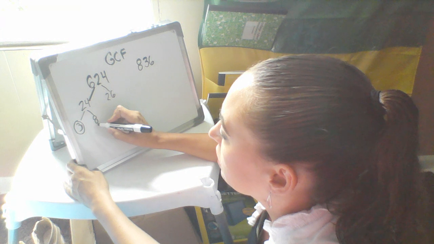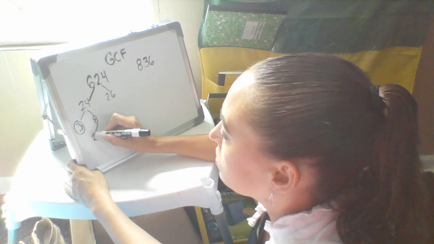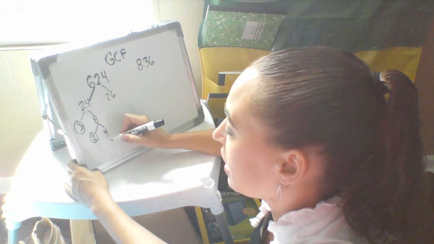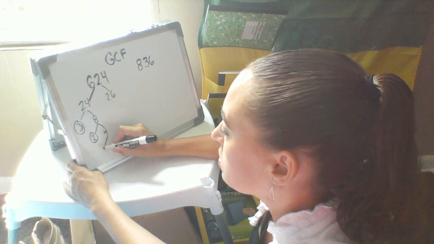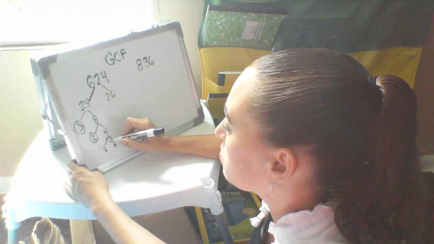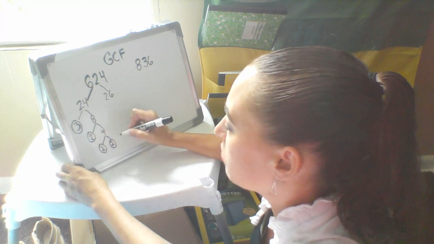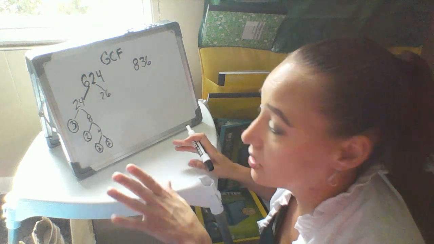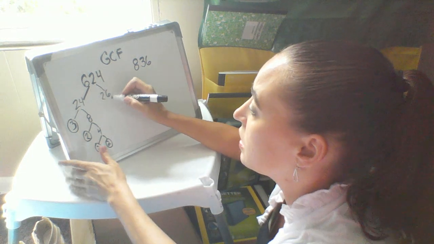Now for 8, I'm going to pull out my prime number of 2. I'm going to circle it. And 2 times 4 gives me 8. 4, 2 times 2 gives me 4. Circle my prime numbers. Now I see I'm done with my left-hand side. So I'm going to move on to my right-hand side.